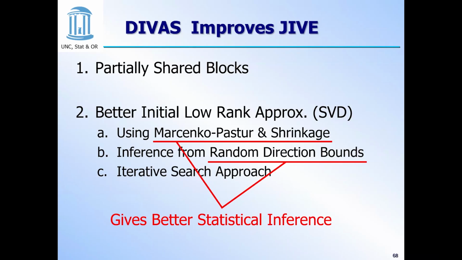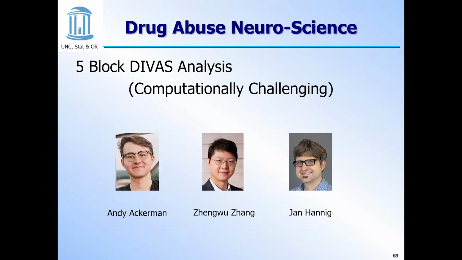And I skipped past it, but we also have an iterative search approach, which gets at the question that was just asked. How do you know which one you look at? We actually search through all of them, find all the ones that are there. Okay, so better statistical inference is another major improvement of DIVAS over Jive.